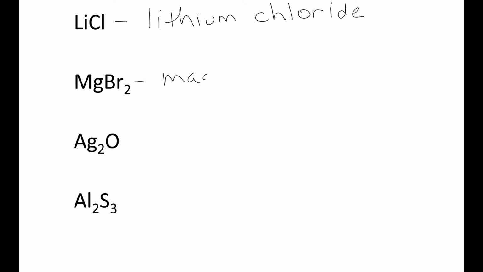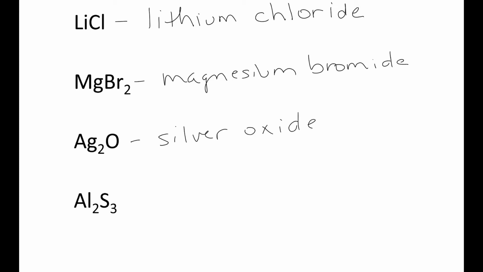Here you have magnesium. And if you look on your thing, it's bromide. Just got to look in your notes. Br is bromide. Ag is silver. And O is oxide. And then Al is aluminum. And then S is sulfide. Okay? Pretty easy so far.